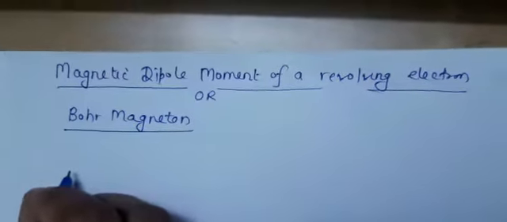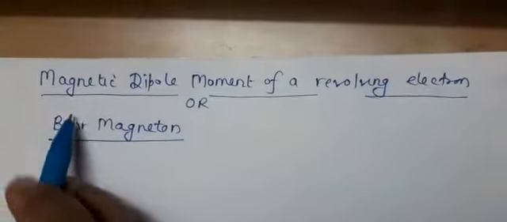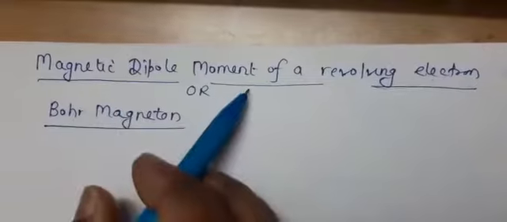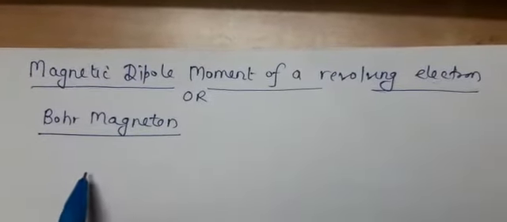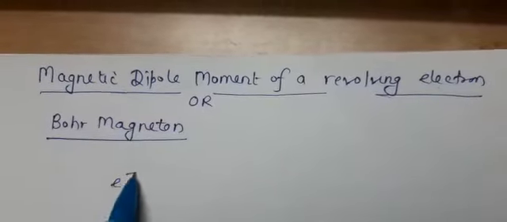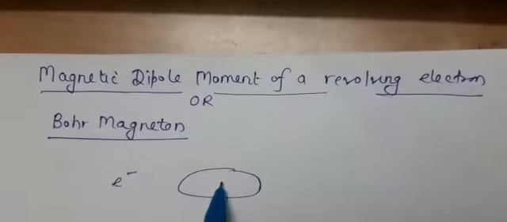Good morning students. Today we are taking up the topic of magnetic dipole moment of a revolving electron. Basically, we know that in an atom, electrons revolve around the nucleus.